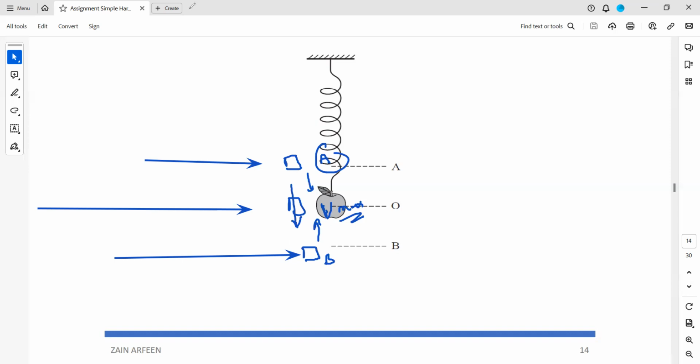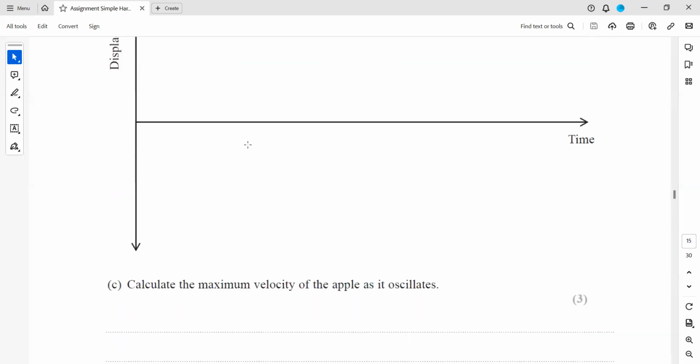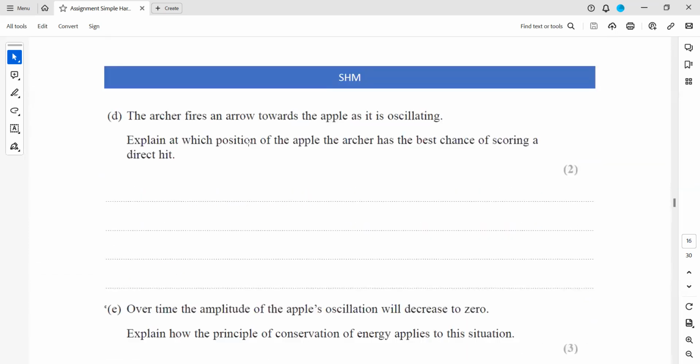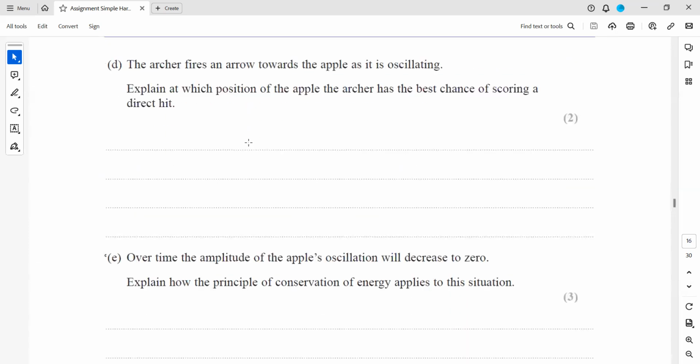So what should be the answer here? Which position should he aim at? Either you can mention A or you can mention B. And what is the reason? Because the speed at A or B will be minimum, or the apple will be at rest, or momentarily at rest, at these positions.